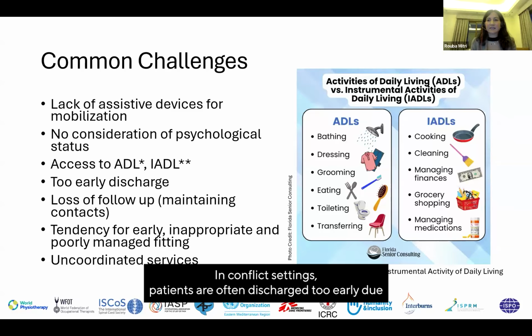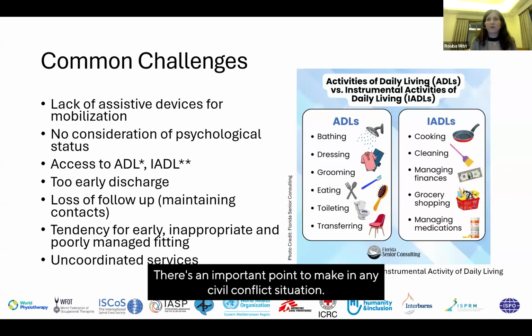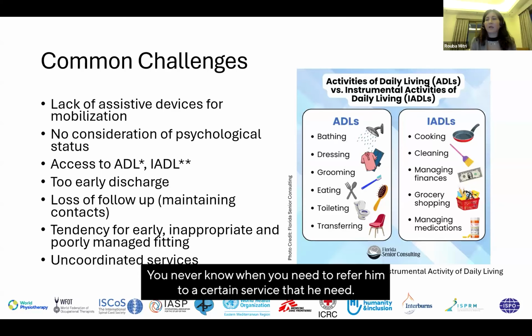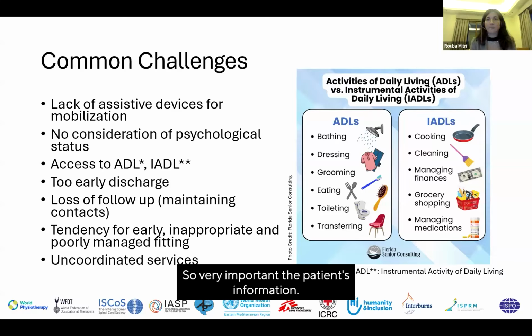In conflict settings, patients are often discharged too early due to pressure on services. And unfortunately, follow-up is frequently lost. There's an important point to make. In any conflict situation, always take the patient's information, the patient's data. You never know when you need to refer him to a certain service that he needs. So very important, the patient's information.